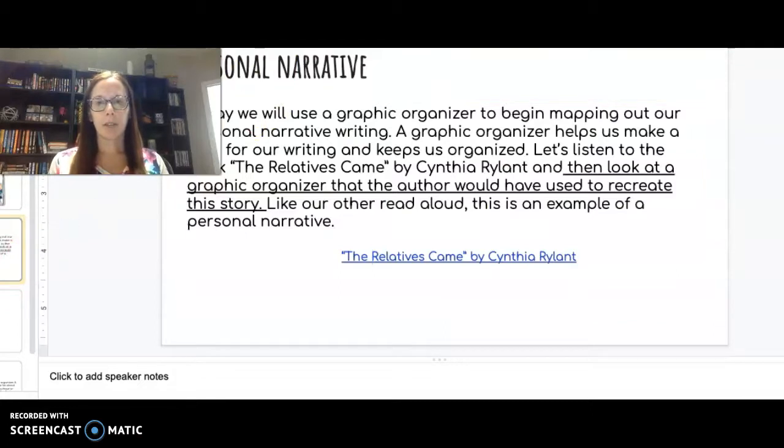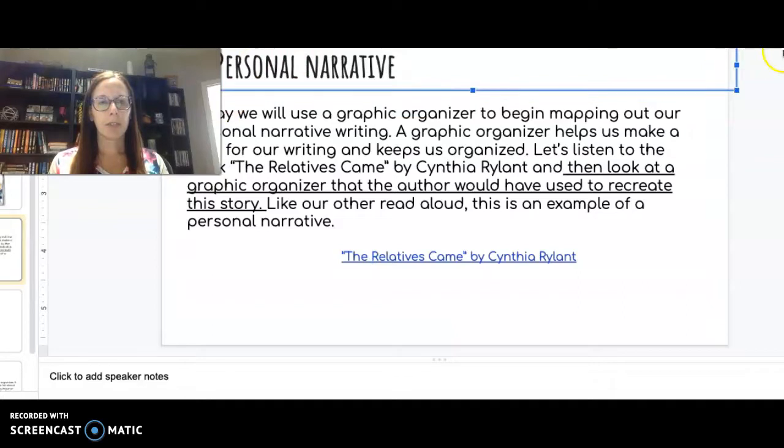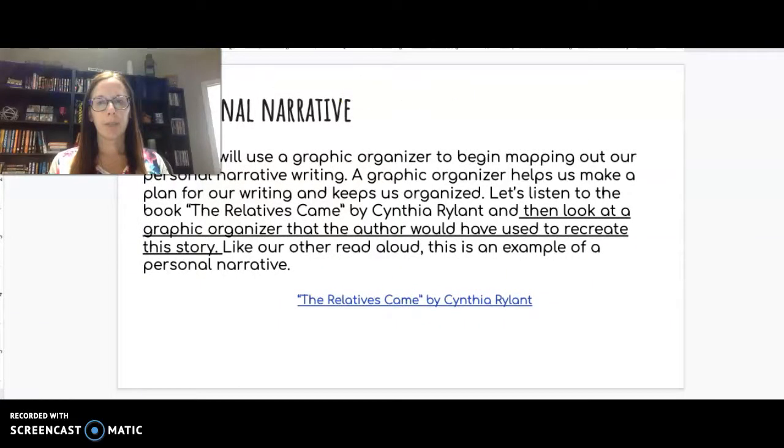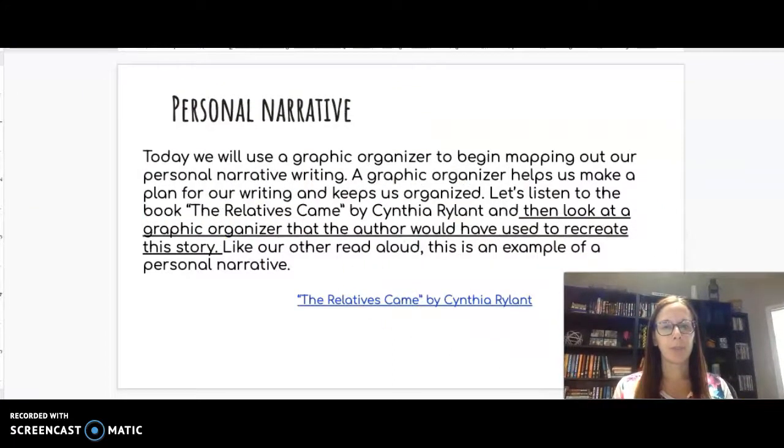Okay, so let me go ahead and fix this. Oops, not that. Move my box back. I was trying to move everything so you could see everything a little bit better.